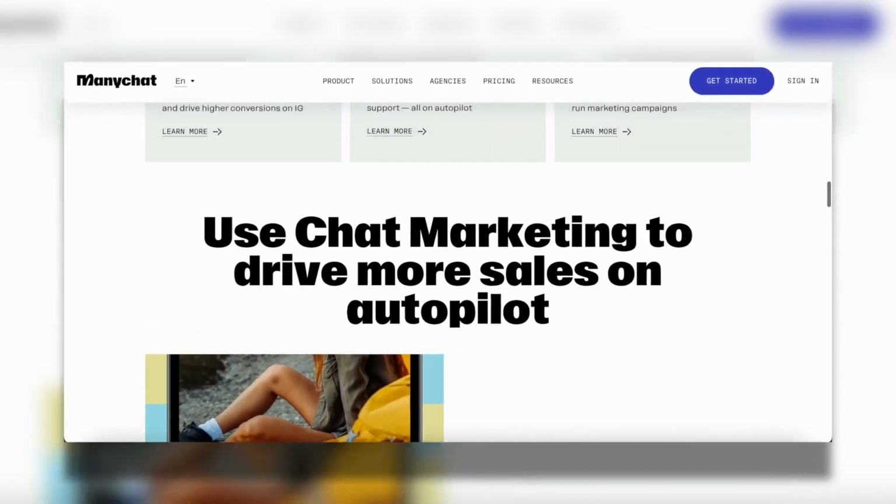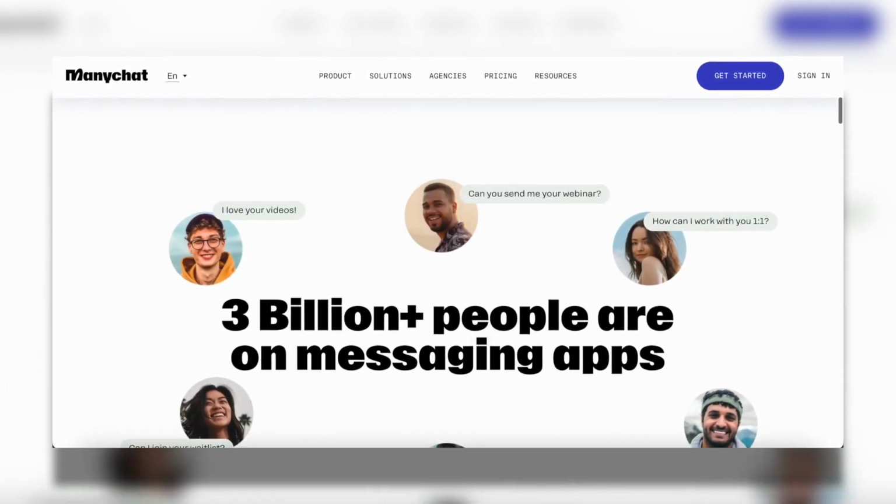Tool number 2 is ManyChat, and this is probably the most popular and robust one. You probably heard a lot of creators and entrepreneurs using ManyChat. ManyChat is a bit too complex for my taste, and it's also a bit pricey. So the more contacts you have, the higher the price.